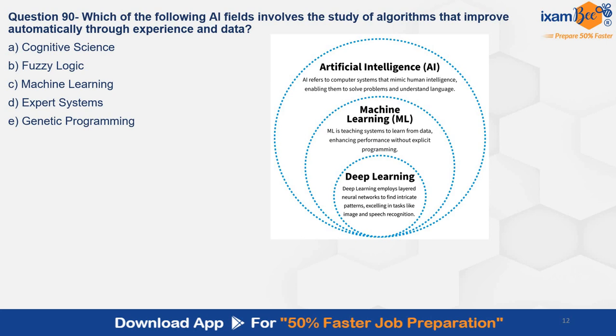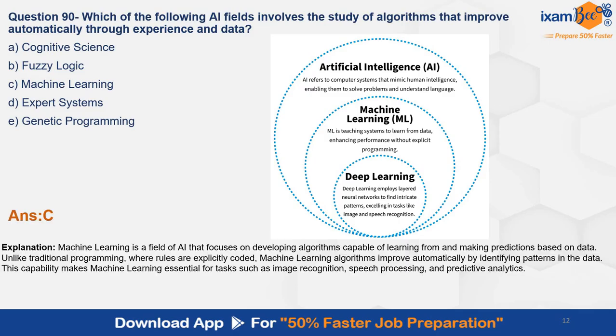Question number 90. Which of the following AI fields involves the study of algorithms that improve automatically through experience and data? A. Cognitive science. B. Fuzzy logic. C. Machine learning. D. Expert system. E. Genetic programming. And the correct answer is C, that is machine learning.